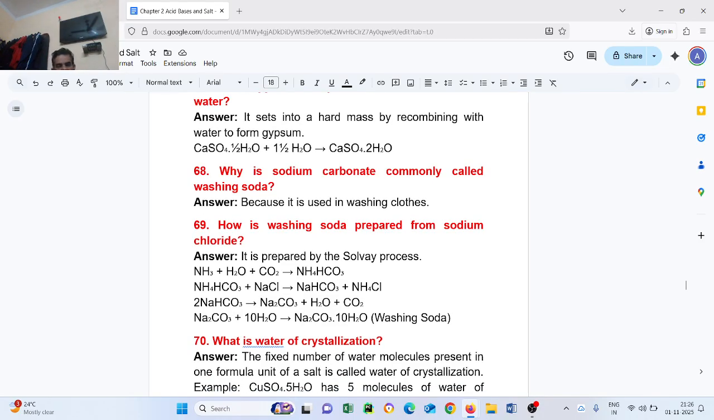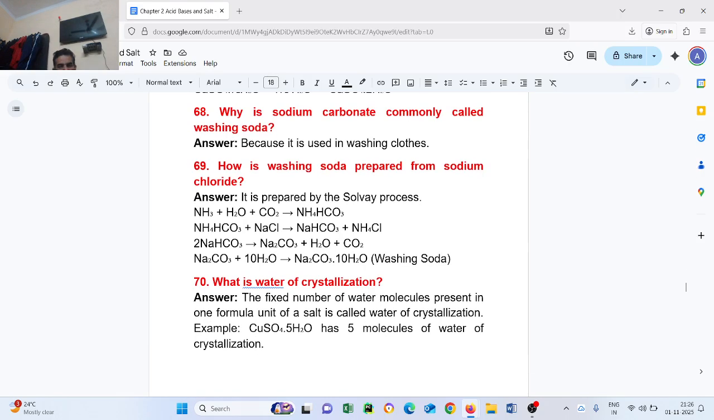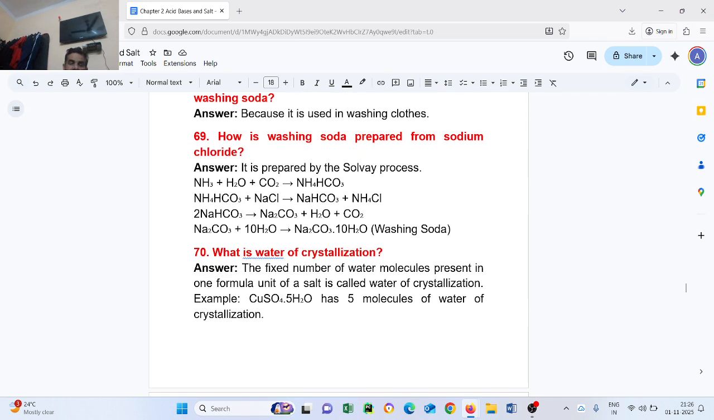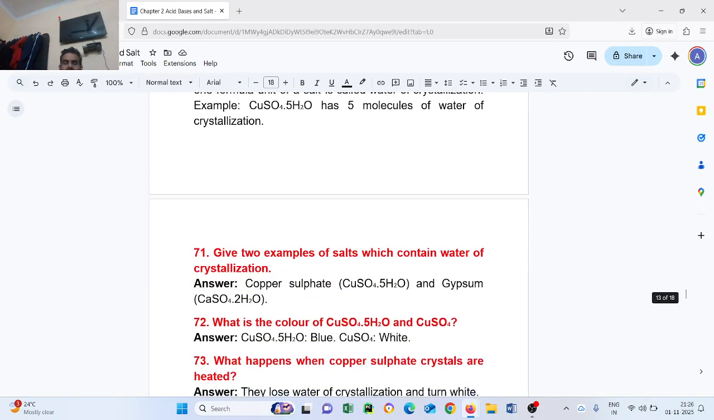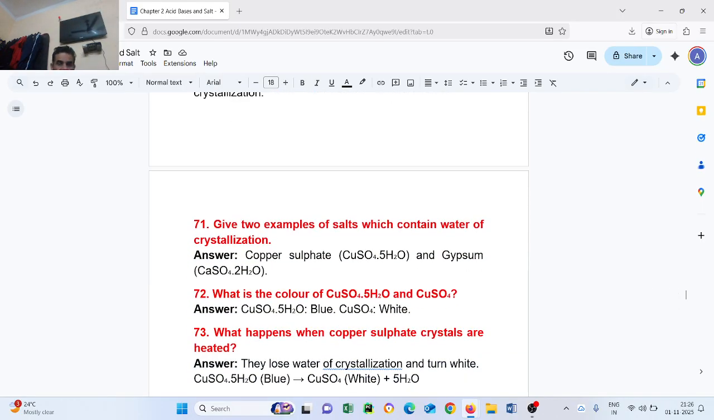Question number 70. What is water of crystallization? The fixed number of water molecules present in one formula unit of a salt is called water of crystallization. Example, CuSO4·5H2O has 5 molecules of water of crystallization. Question number 71. Give two examples of salts which contain water of crystallization. Copper sulfate CuSO4·5H2O and gypsum CaSO4·2H2O.